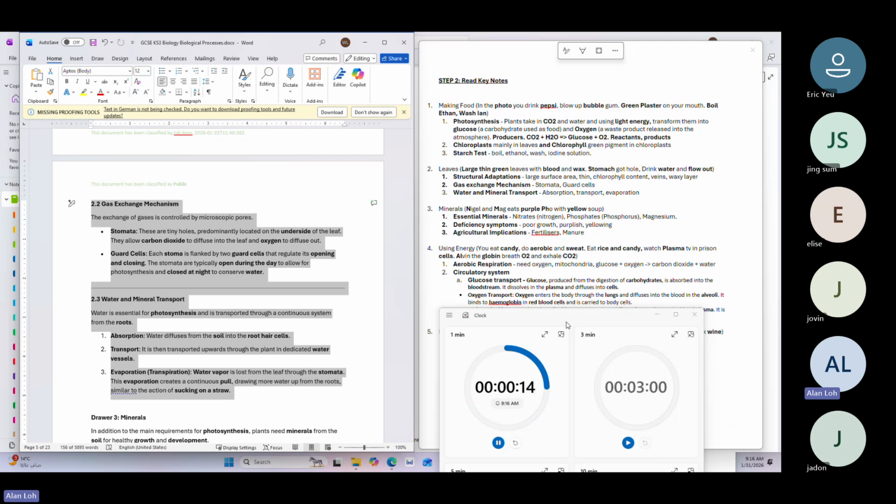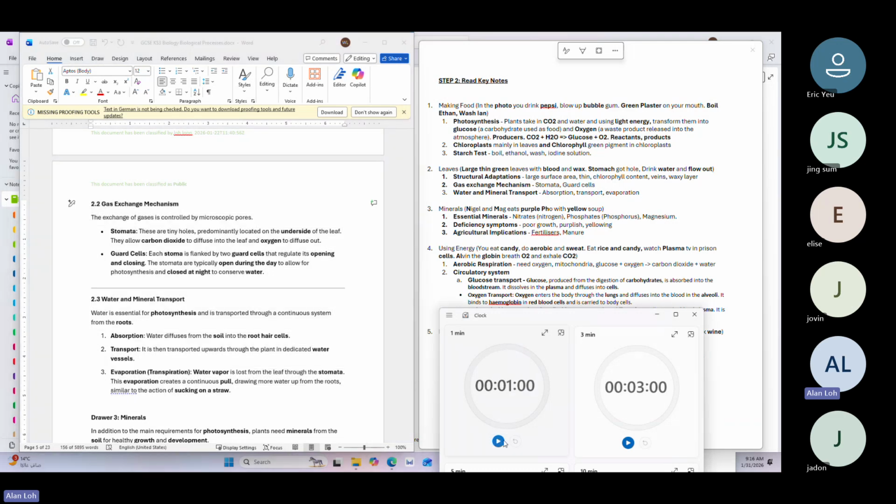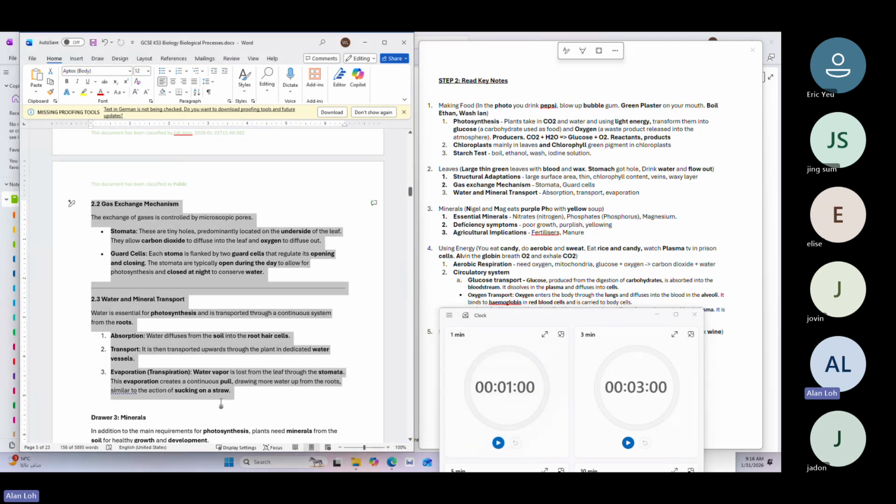15 seconds. Right, this is drawer number 2. Now, let's do another review, okay? Before we go faster into drawer number 3.